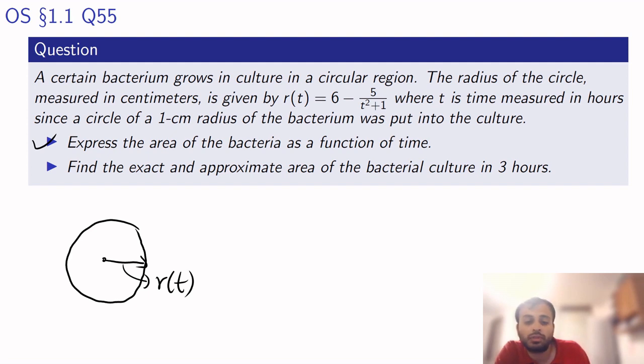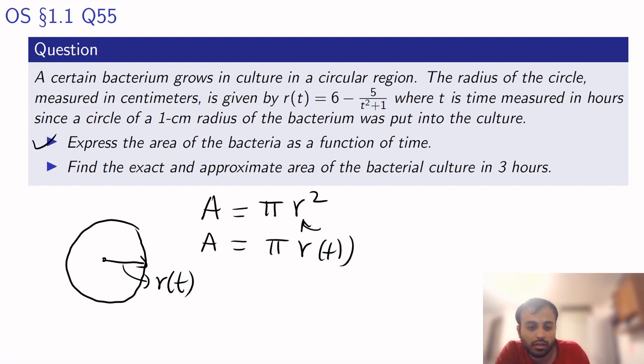So to solve this question, all you have to know is the formula to calculate the area of the circle. The area of the circle is given by pi r square. Here you can see that radius is a function of time, so what you can do is just write it as r(t) square.